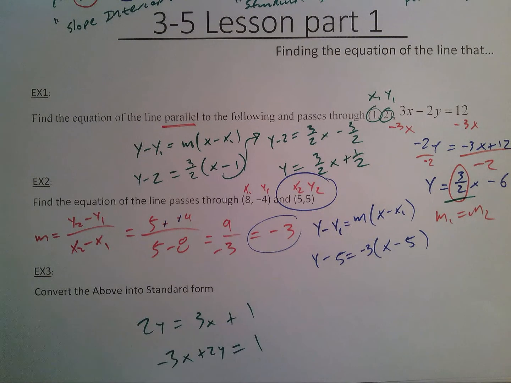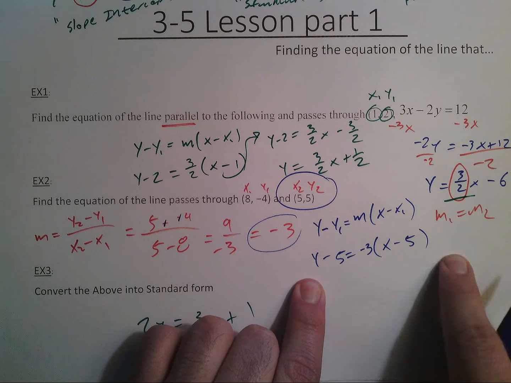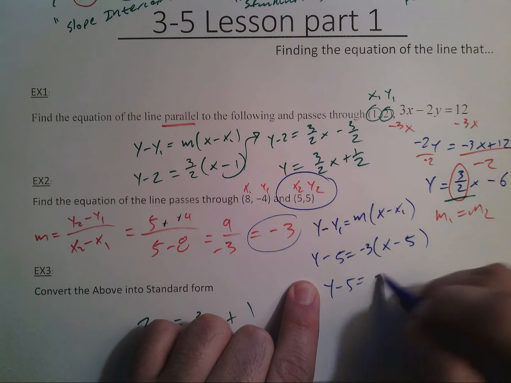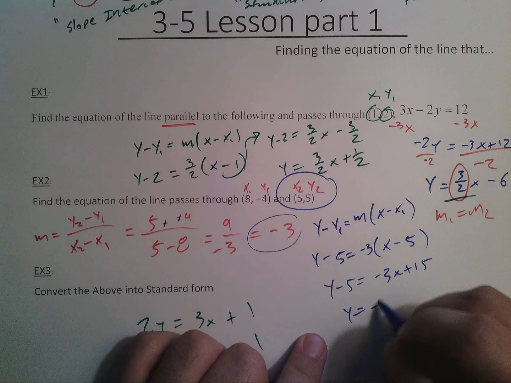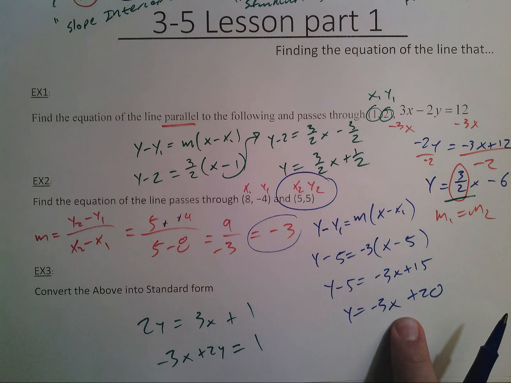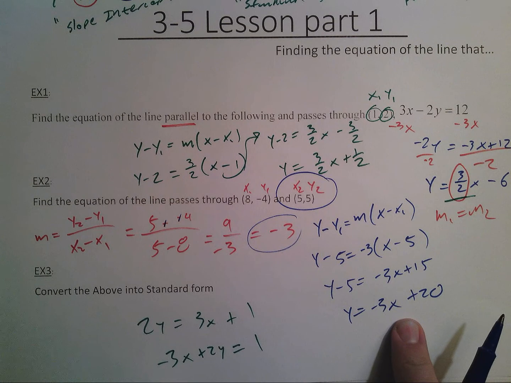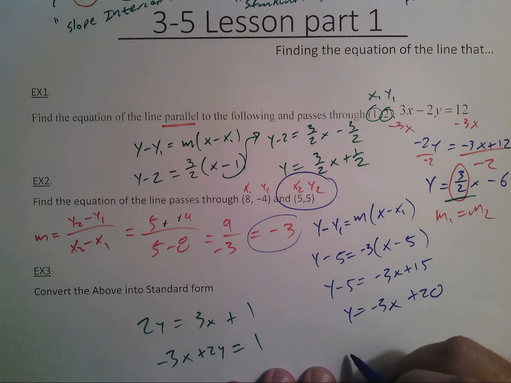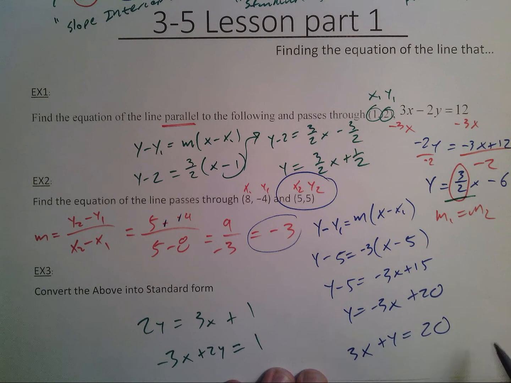To get it in slope-intercept form, I have to get the y by itself, distribute the 3, add 5 to both sides, and now we have it in slope-intercept form. This was point-slope form, and now if they wanted me to put it into standard form, just move the x over so that everything's a whole number, so I get 3x plus y equals 20.